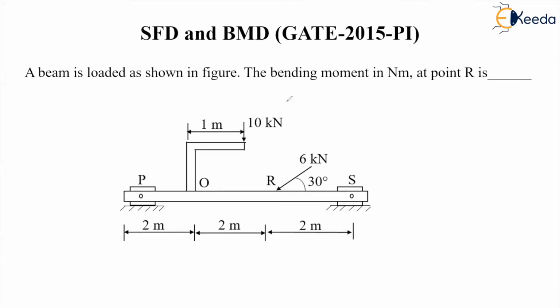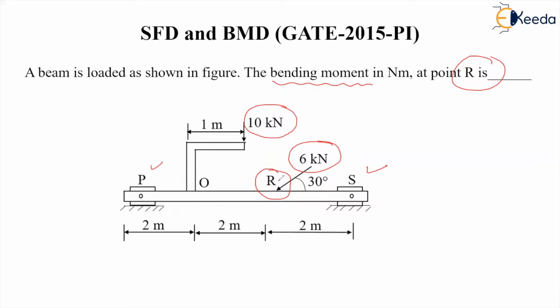The beam is loaded according to this condition: a 10 kilonewton load is applied at some eccentricity, and a 6 kilonewton inclined load is applied. It will have two components, one horizontal and one vertical, and the 10 kilonewton load will have a bending moment effect as well as a direct point load effect. The beam is simply supported at P and S. We have to find the bending moment for this beam at point R, where this inclined force is applied.